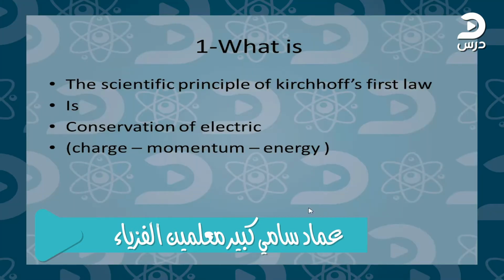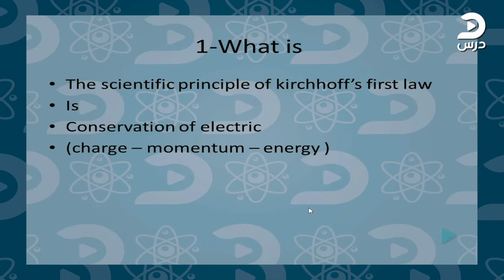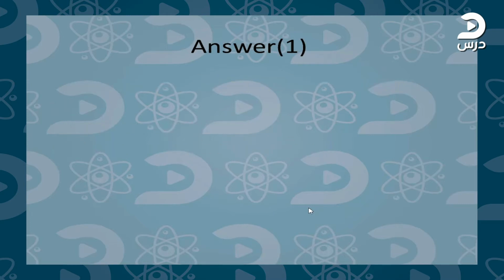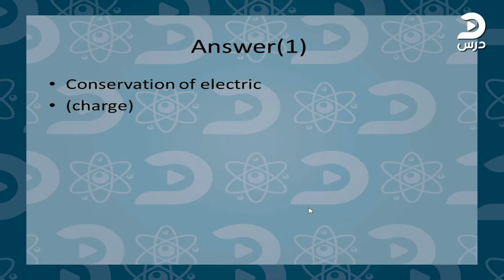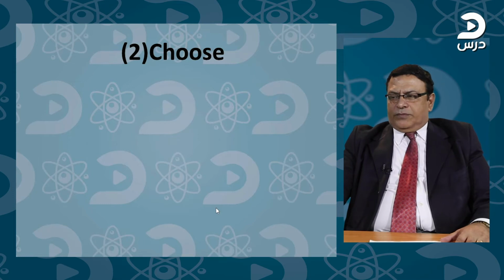Law of conservation of electric. Question number 1. What is the physical principle of Kirchhoff's first law? The physical principle is conservation of electric energy or momentum or charge. تعال نشوف الانسرز. يبقى law of conservation of electric charge ده physical idea of Kirchhoff first law.